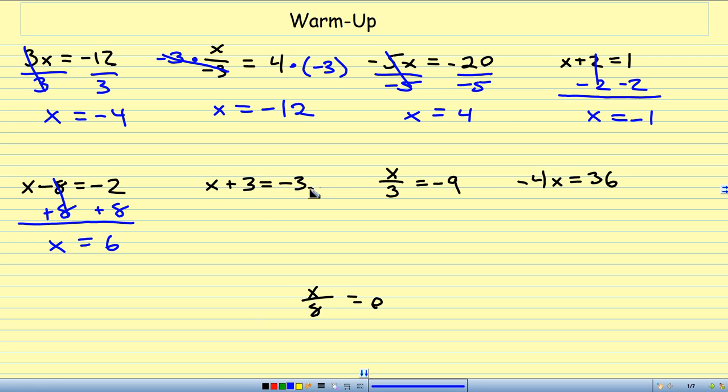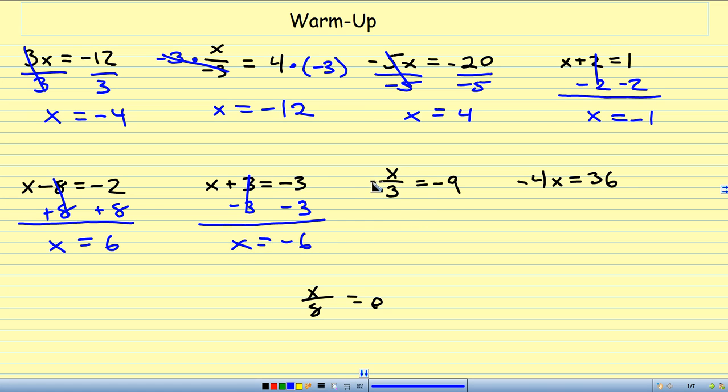I have x plus 3 equals negative 3. The inverse operation is to subtract 3. That will get me x by itself. So I'll subtract 3 from both sides. That cancels. Negative 3 plus negative 3: I owe $3, and I owe $3 again. So I owe $6.